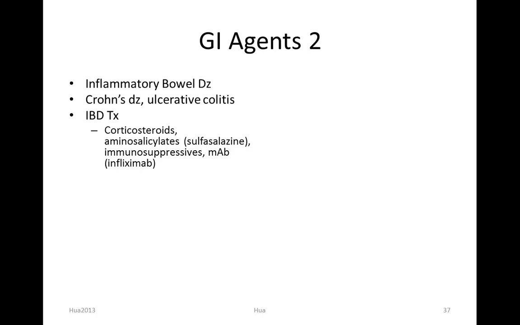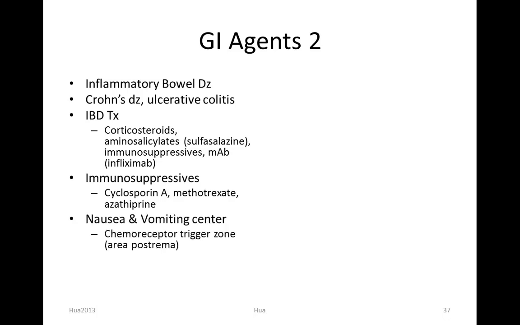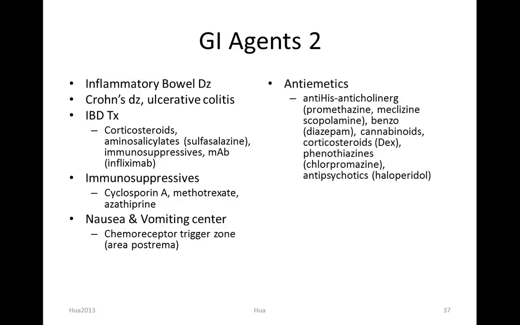Inflammatory bowel disease treatment, you use corticosteroid or aminosalicylate like sulfasalazine. Immunosuppressive type agent or monoclonal antibody like infliximab. So when you see MAB, it's monoclonal antibody. Immunosuppressive example: cyclosporin, like in terms of Restasis. Methotrexate, that's a cancer drug, but it does have immunosuppression effect. Azathioprine, that's another one.